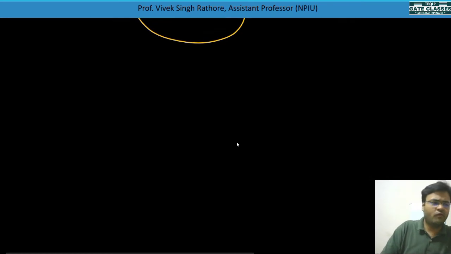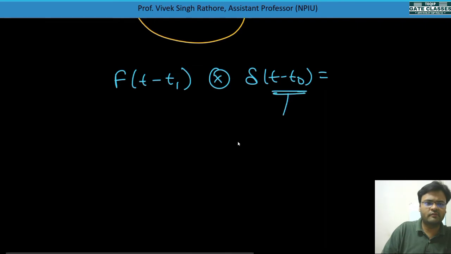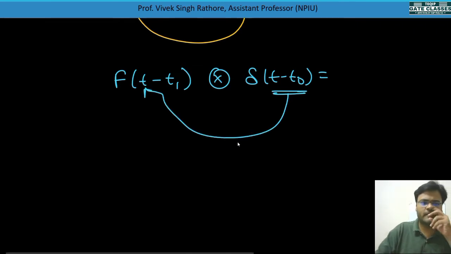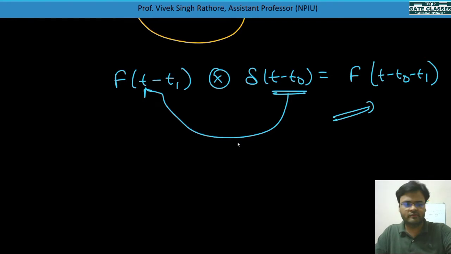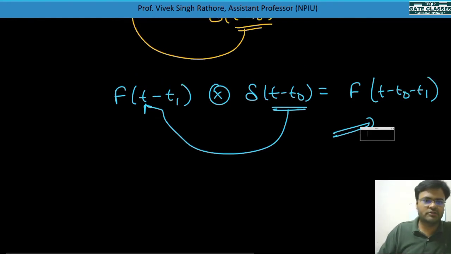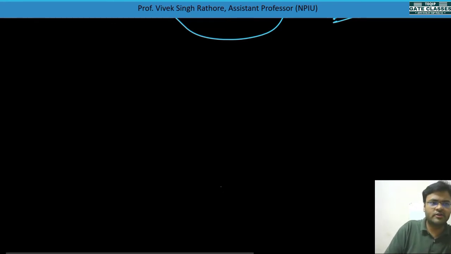So whatever the signal may be, if f(t minus t1) is convolved with delta(t minus t naught), what you will get is f(t minus t naught minus t1). So convolution will work like this. See, why have I told you this? Because it will make the procedure easy. Let me tell you another method of doing convolution, using the differentiation method.